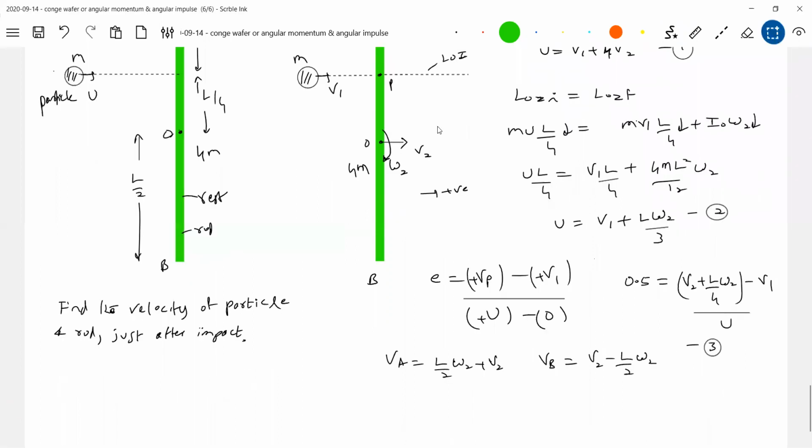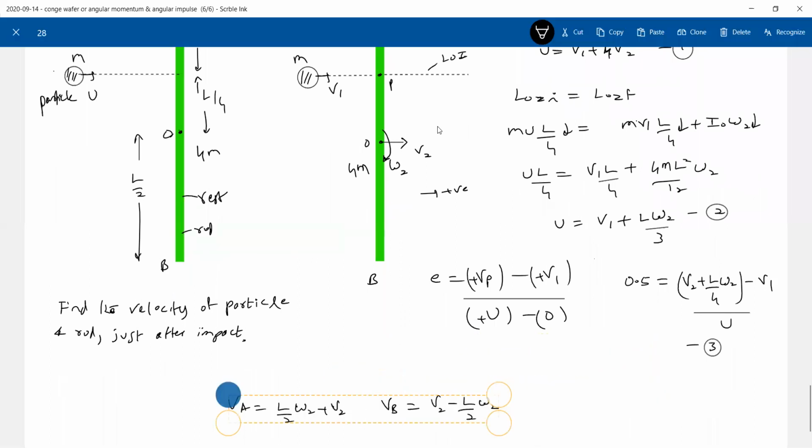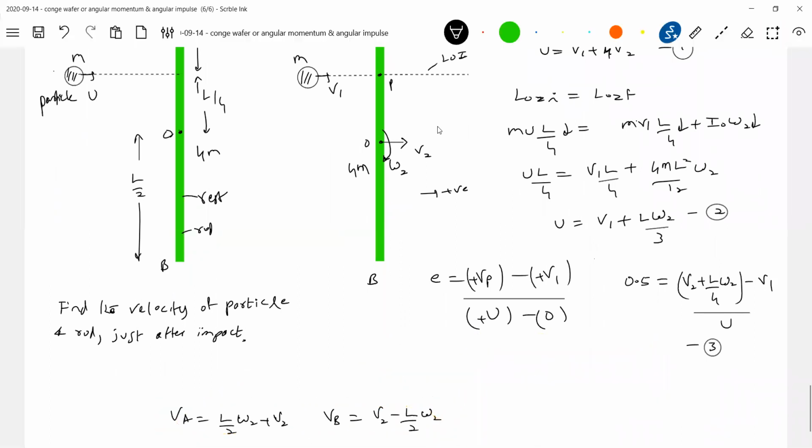I'll push it. Let me write the answers first here. What do you mean by a negative sign? It will rebound. 6U by 23. Yeah, that will be. And omega 2 you can get. (18U by 23) L.